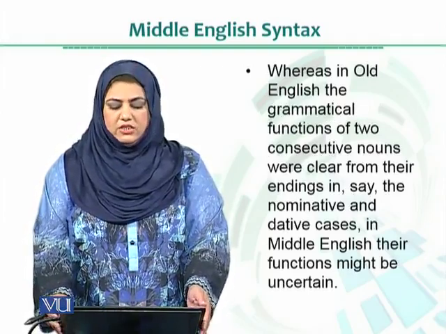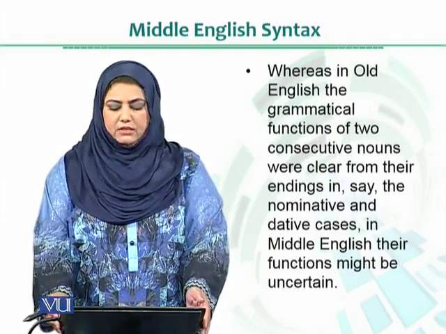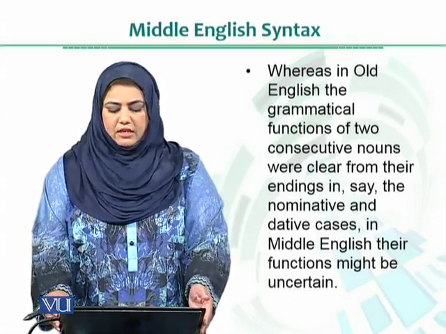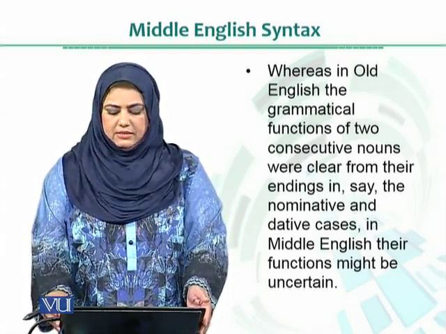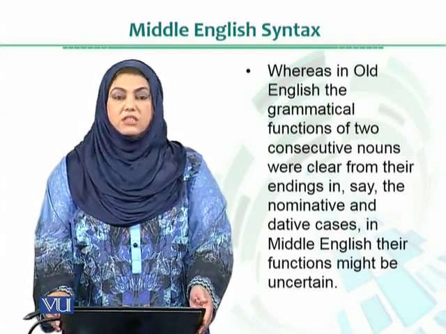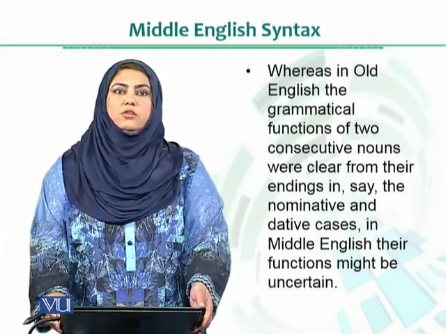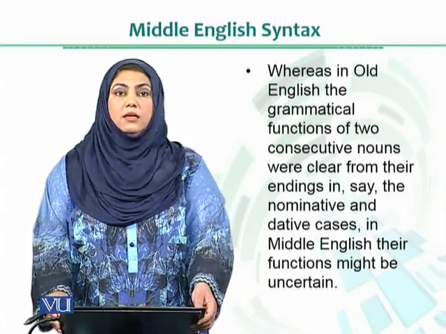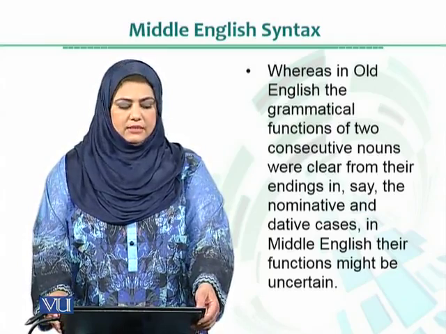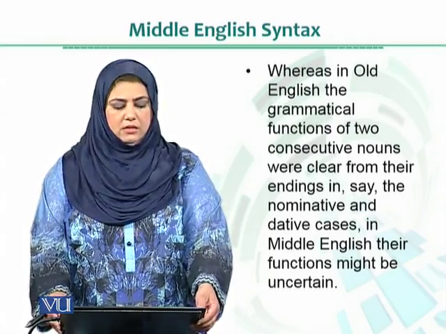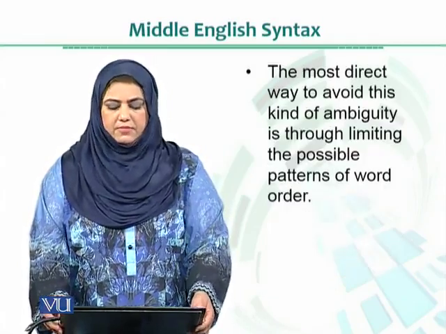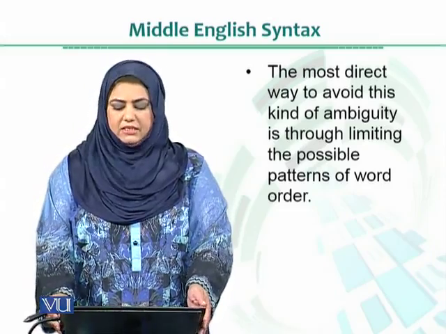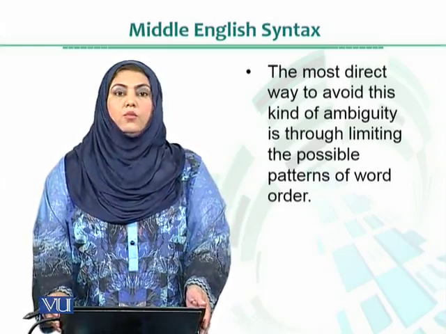Whereas in Old English, the grammatical functions of two consecutive nouns were clear from their endings, for example, nominative and dative cases, in Middle English their functions might not be certain. So, this dropping of inflections had a result of uncertainty and ambiguity. The most direct way to avoid this kind of ambiguity is through limiting the possible patterns of word order.